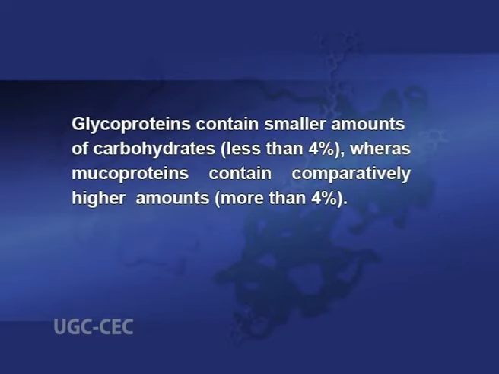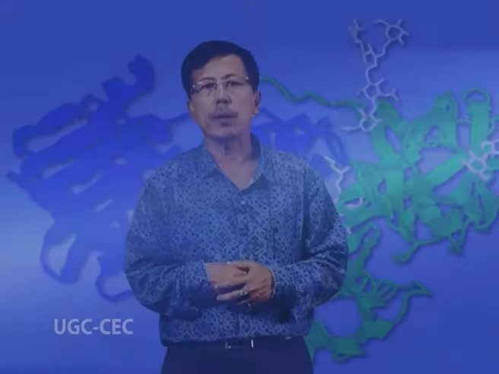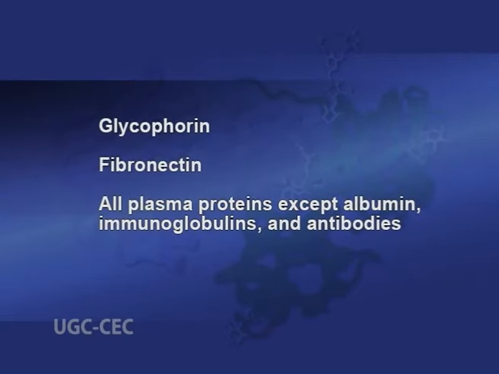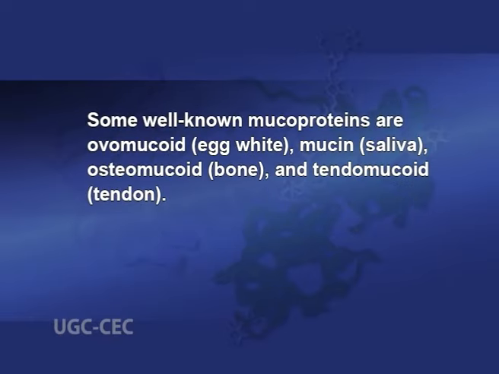Glycoproteins contain smaller amounts of carbohydrates, say less than 4%, whereas mucoproteins contain comparatively higher amounts, more than 4% of carbohydrates. Examples of glycoproteins include glycophorin, fibronectin, and all plasma proteins except albumin, immunoglobulins, and antibodies. Some well-known mucoproteins are ovomucoid, present in egg white, mucin present in saliva, osteomucoid present in bone, and tendomucoid present in tendons.